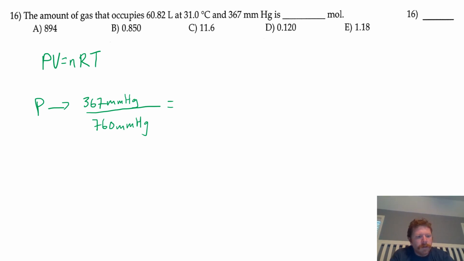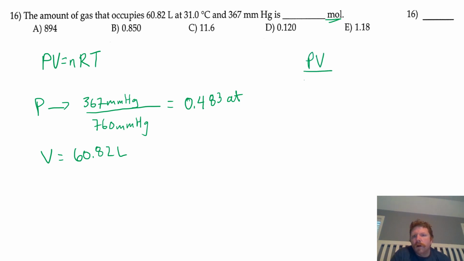So 367 divided by 760 equals 0.483 atmospheres. Okay, next up, our volume. Our volume is in liters. That's exactly what we want, 60.82 liters. Next is our number of moles, N. That's what we want to solve for. So we're going to rearrange this equation: PV over RT equals N. So now we've got our P, we've got our volume. Our R value is 0.08201. We got that.